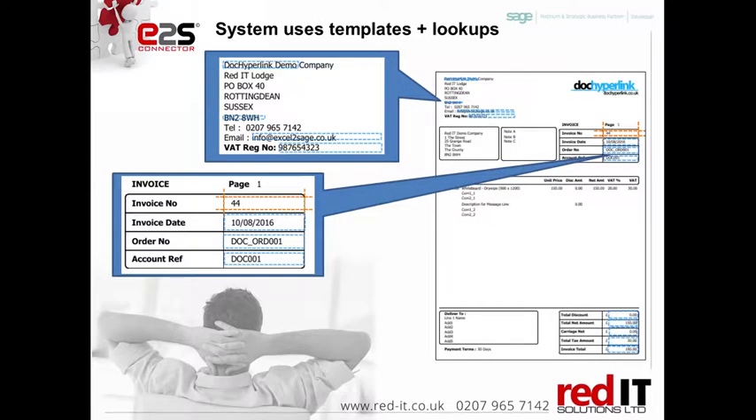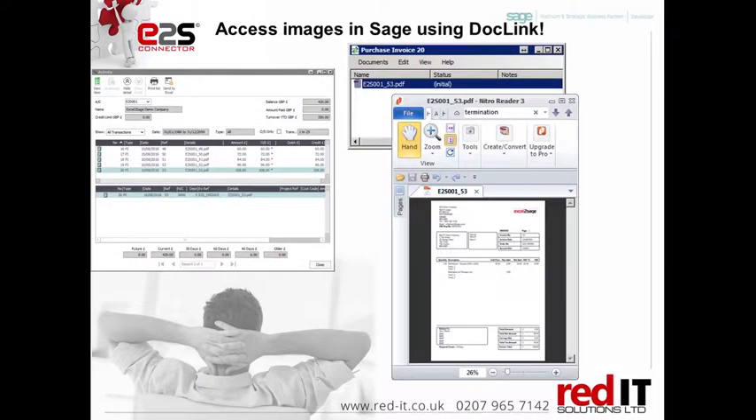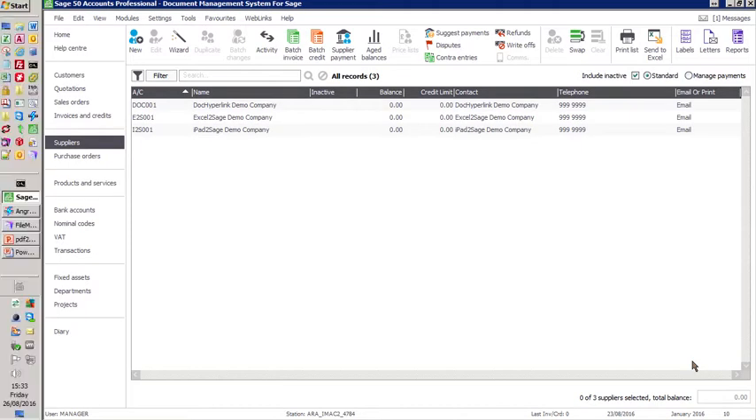Well, the way it does that is it recognizes the invoice templates as it's importing it, and from the invoice you can then pick up things like invoice numbers, invoice dates, net, VAT, gross, and things like that. And then when it's in Sage, DocLink allows you to press the invoice number on the activity screen and then be able to see the PDF directly in action. So let's look at this in real life.